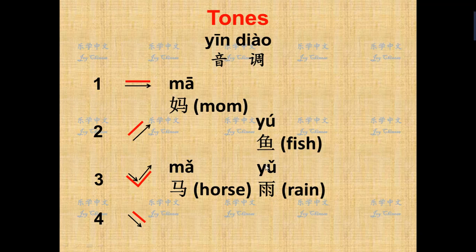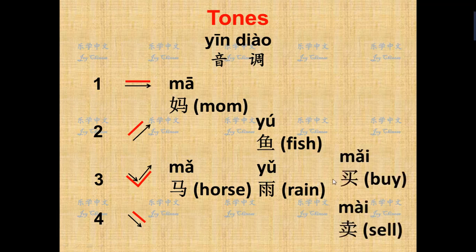The second example is fish and ring. The initial and final are both the same, but the tones are different. For fish, we pronounce it as yú, the second tone. But for ring, we pronounce it with the third tone, yǔ.